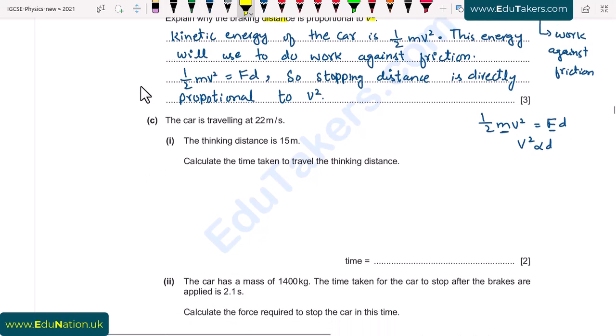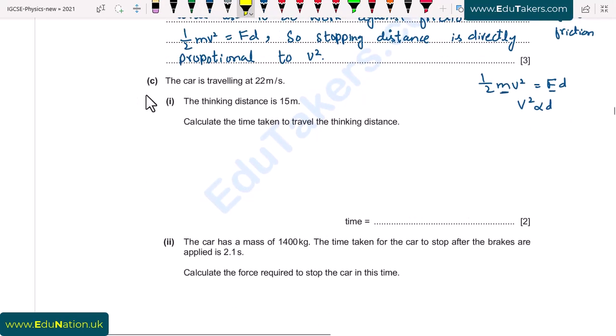Part C. The car is traveling at 22 meters per second. Part 1. The thinking distance is 15 meters. Calculate the time taken to travel the thinking distance. Here we have to calculate the time the car takes to travel the thinking distance, where speed and distance are given. So using the formula v is equal to thinking distance over thinking time, here we have to calculate the time. So t will be equal to d over v.